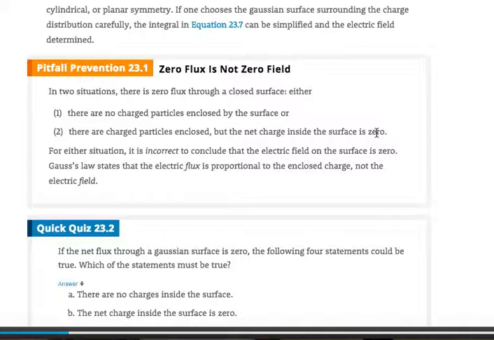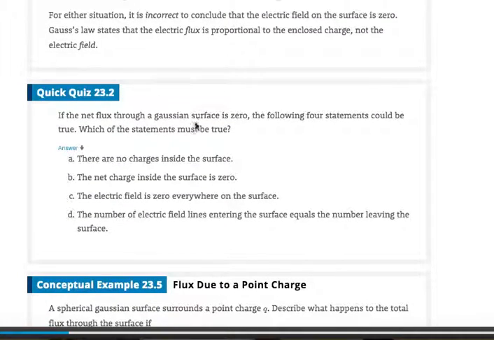So here, if the net flux through a Gaussian surface is 0, the following statements could be true. Which of them must be true?